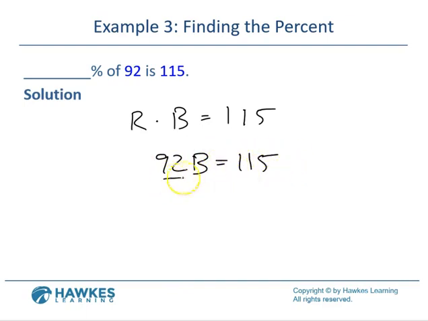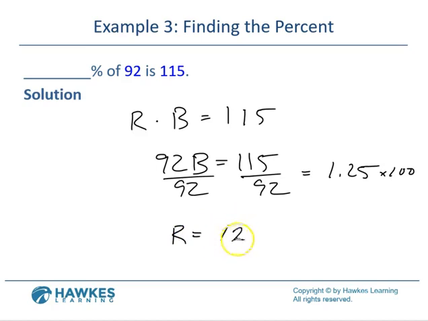Well, once again, I'm going to divide off this 92 off both sides. Take my 115 divided by 92 on my calculator, and I get 1.25. Now this 1.25 is not a percent, that is a decimal. I need to multiply this by 100, and so my answer, my rate, is going to be 125%. Now yes, you can plug in that 1.25 and multiply it by 92 and you will get back to your original 115.